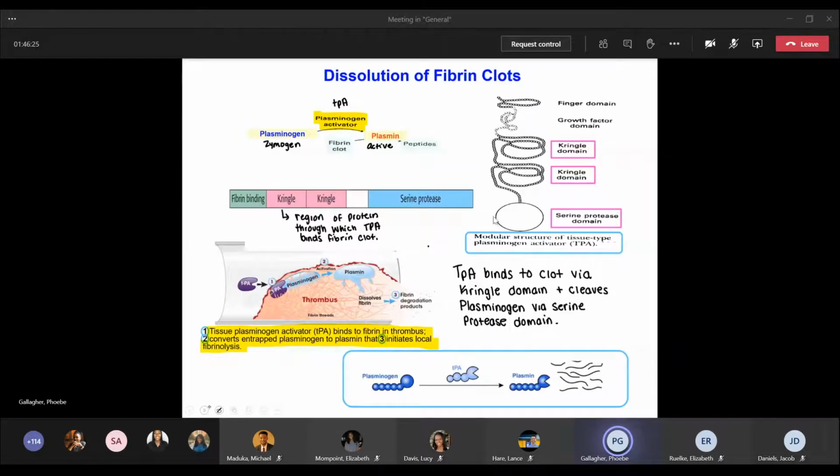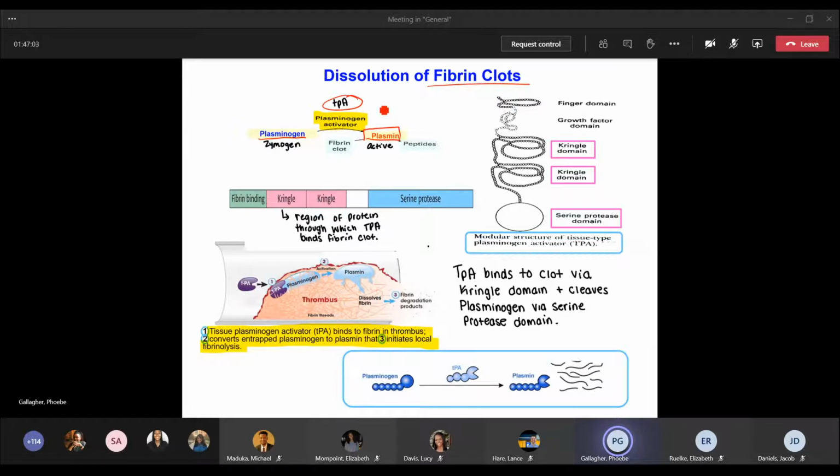Same slide again. Okay, so TPA. The last step of the formation of fibrin clots is the dissolution of fibrin clots. This happens after your vessel has already repaired itself, and it's important to break up these clots so that they don't obstruct the blood vessel. So you have plasminogen that gets converted to plasmin for this step. Plasmin is super important to understand, but you need to know that TPA is the enzyme that converts it to plasmin.